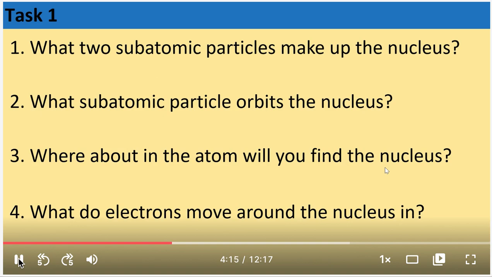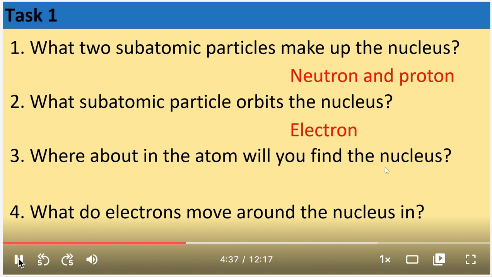Okay, right, now grab your different coloured pen because you're going to mark your answers. For question 1, you should have put neutron or proton. Give yourself a tick for both of those. If you haven't got it right, like you do at school, write in the correct answer in your other coloured pen for me, please. Number 2, what subatomic particle orbits the nucleus? That is the electron. Number 3, whereabouts in the atom would you find the nucleus? It's in the middle. And number 4, what do electrons move around the nucleus in? They move around in electron shells.